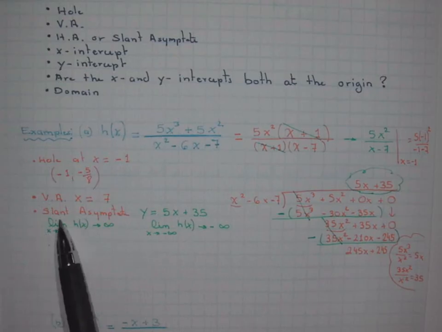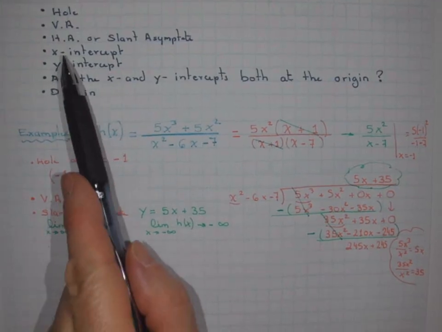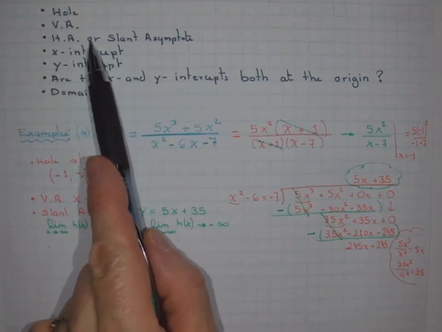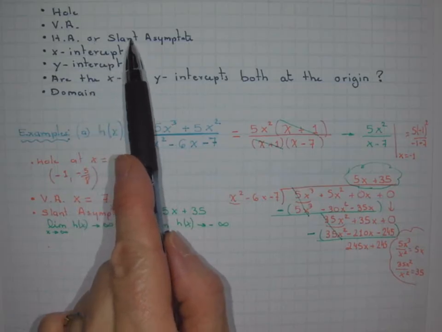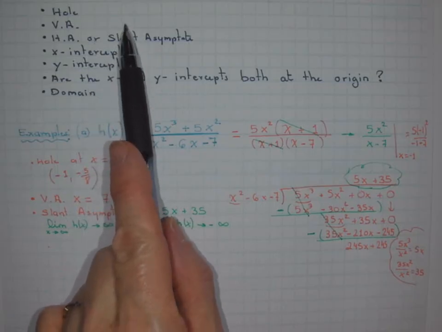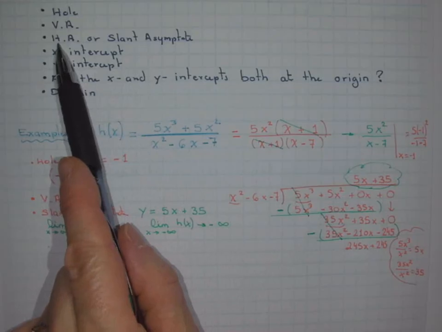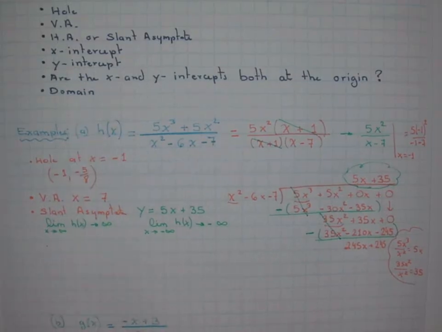We don't have a horizontal. We can never have both, right? You cannot have a horizontal and a slant because that wouldn't make sense, right? The degree in the numerator has to be greater than the denominator, and that would mean we don't have a horizontal asymptote, right? Okay.